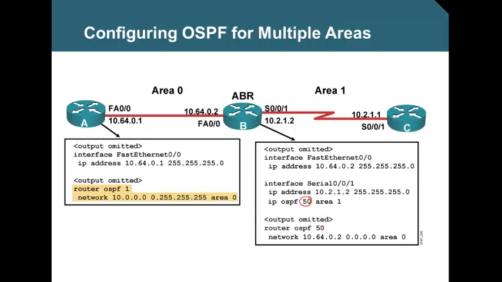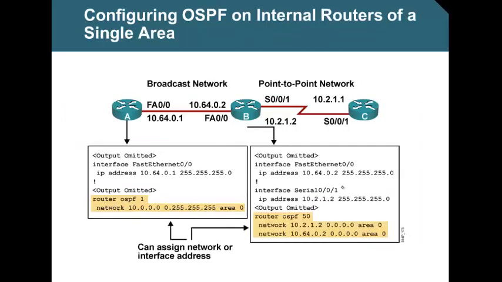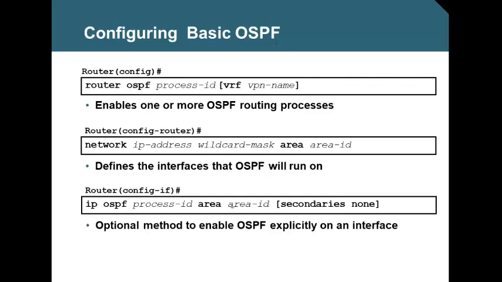And another thing is you can mix both methods. You can use the traditional method, see, one of the interfaces follows the traditional method with wildcard mask, and the other one straight on the interface. You can mix both. All right, so this is the syntax for the traditional method. This is for the interface level, where you don't need to worry about wildcard mask or subnet mask or IP address. All that you need to do is go to the interface and say ip ospf 10 area 0.